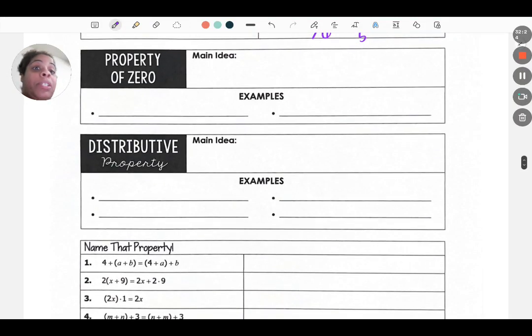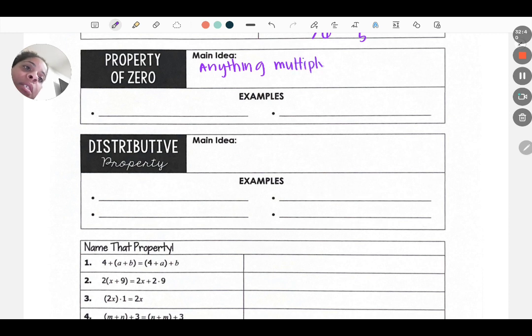All right, property of 0. So this is anything multiplied by 0 equals 0. It's the property of 0. Anything multiplied, I spelled that wrong, multiplied by 0 is 0. Okay, perfect. This one's super easy.